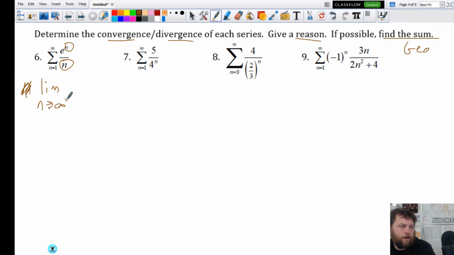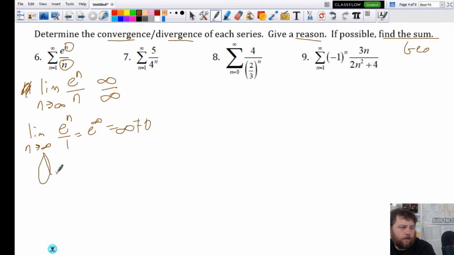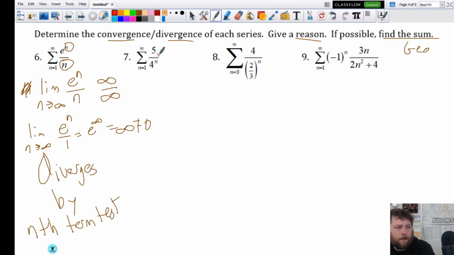So n goes to infinity, e to the n over n. Well, if you plug that in, you get infinity over infinity. So L'Hopital's rule. Derive the top is e to the n, derive the bottom's a 1. And as n goes to infinity, that's going to be e to the infinity, which is infinity, which is not equal to 0. Therefore, it diverges by nth term test. Awesome. Moving on with my life.